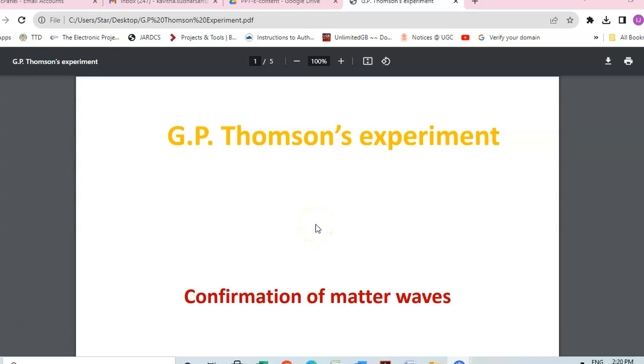The first experiment is the Davisson-Germer experiment, using a diffraction crystal as a diffraction plane. We calculated the lambda value, and the theoretical and experimental values are more or less equal. The next one is the G.P. Thomson experiment. This is also to confirm the matter waves. G.P. Thomson exhibited the wave nature of high energy electrons. His arrangement is shown here.